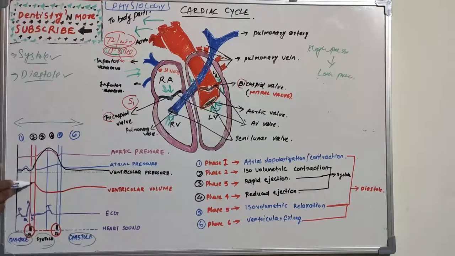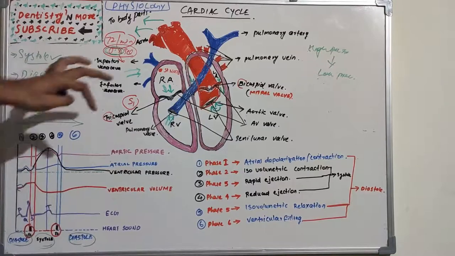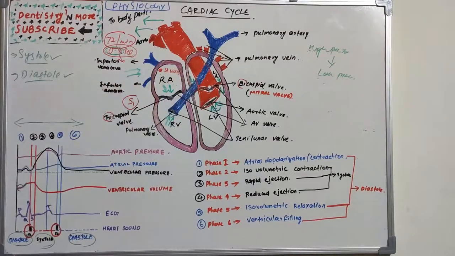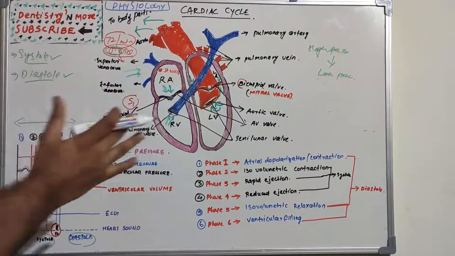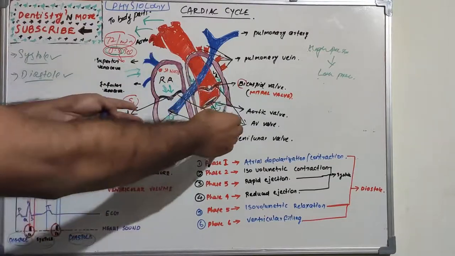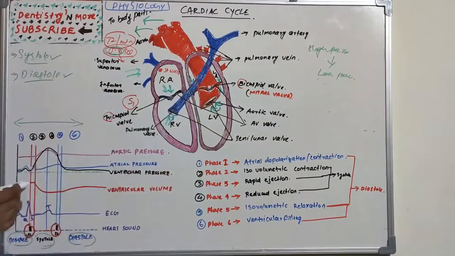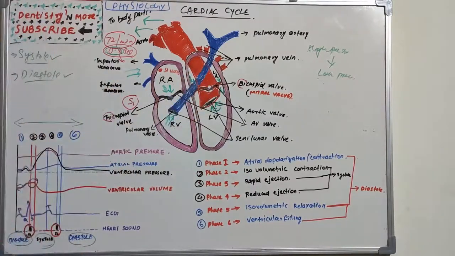So that is why this is showing a parallel line. That is, the ventricular volume is a parallel line. All the four valves are closed right now, but it is in a contracting motion. The blood is not going anywhere, but the contraction happens. So this phase is known as isovolumetric contraction. Contraction is happening, but blood is not going anywhere. All the four valves are closed at this phase, but the contraction happens.